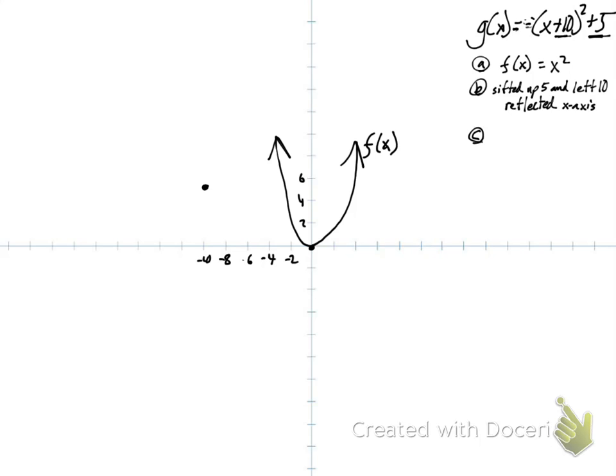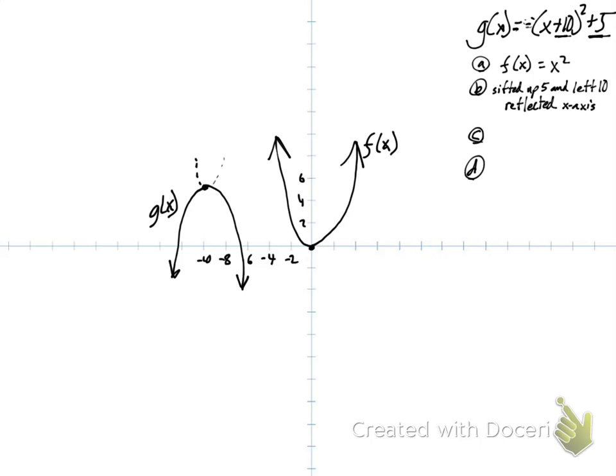Then the last thing we said is it's reflected. So instead of opening up like this, that thing is going to be going down and reflected across the x-axis to where we're going down that way. So it opens downward instead of opening up, and that is my g of x. And so I have my transformed function.